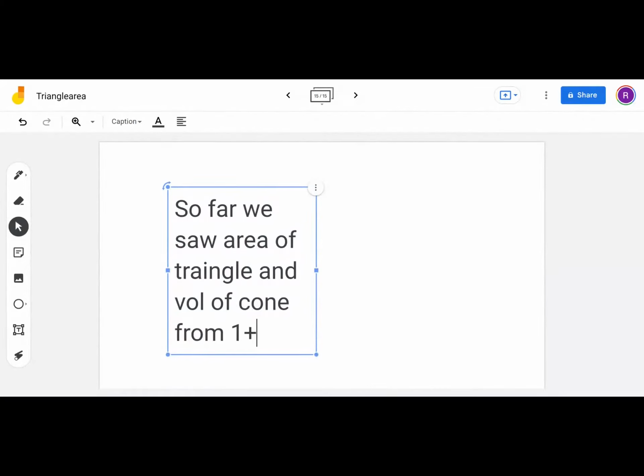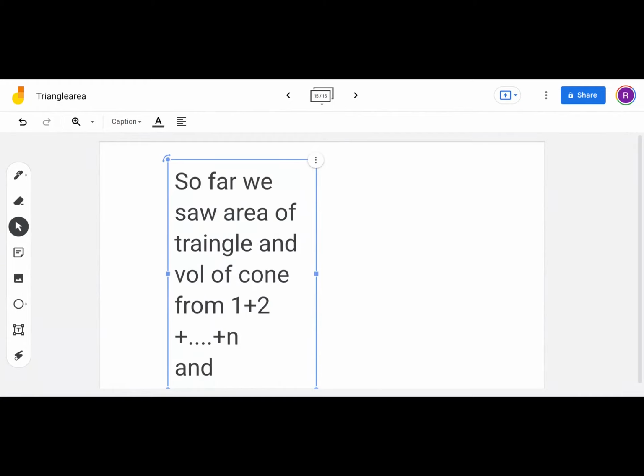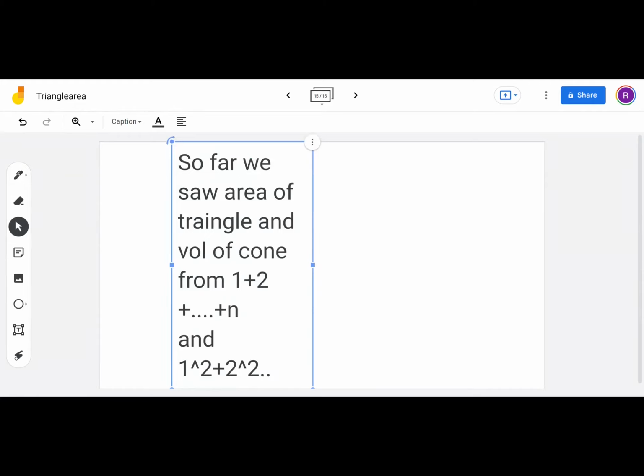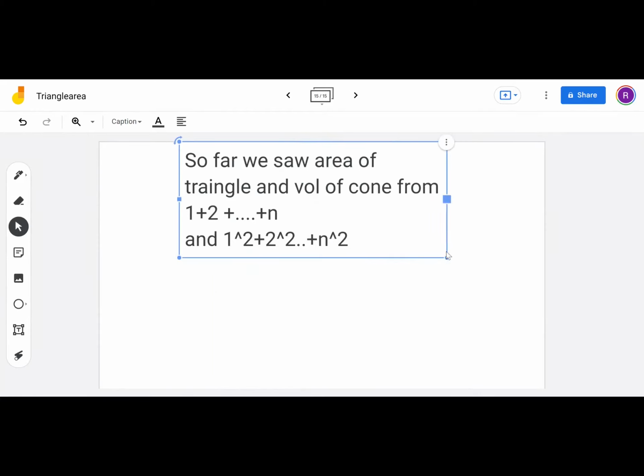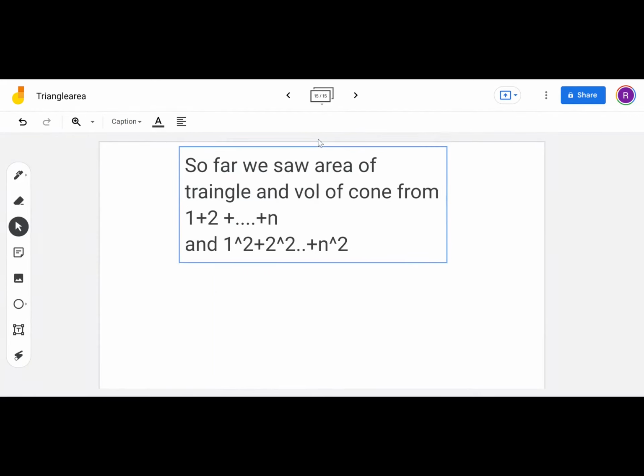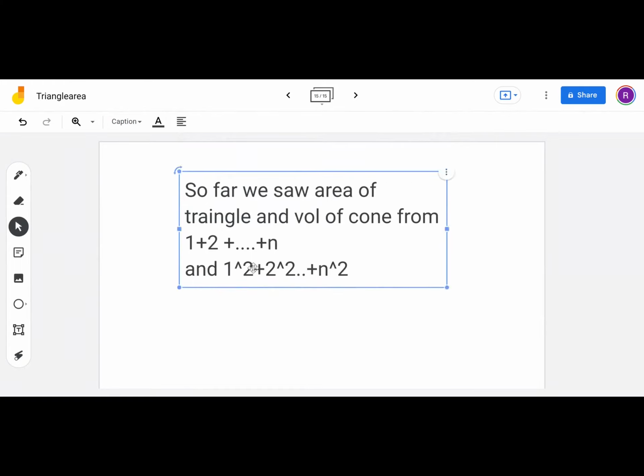From 1 plus 2 plus till n, and 1 squared plus 2 squared till n squared. We saw that the area of a triangle is connected to which series here out of these two series? 1 plus 2 plus till n, yes. And the volume of a cone is connected to which series here? 1 squared plus 2 squared plus till n squared, sir.